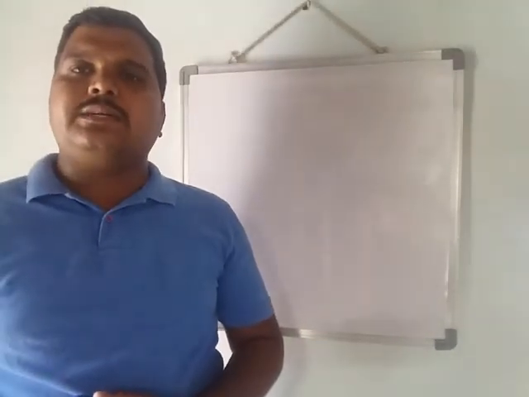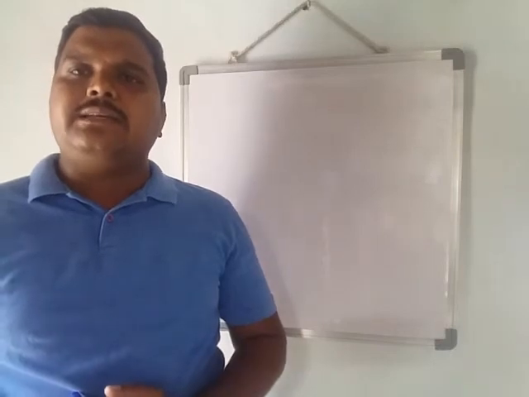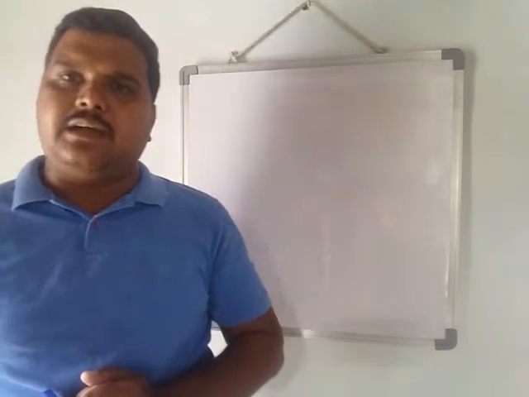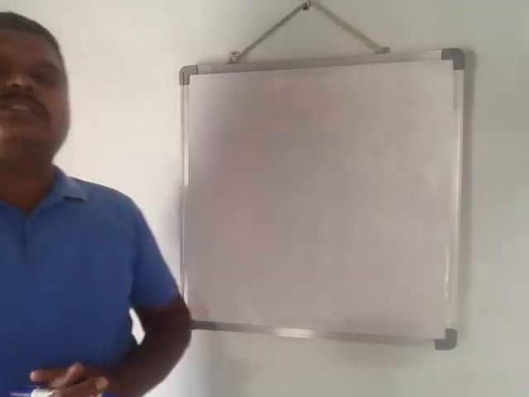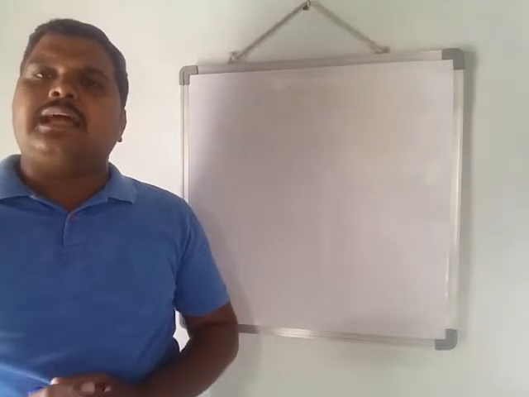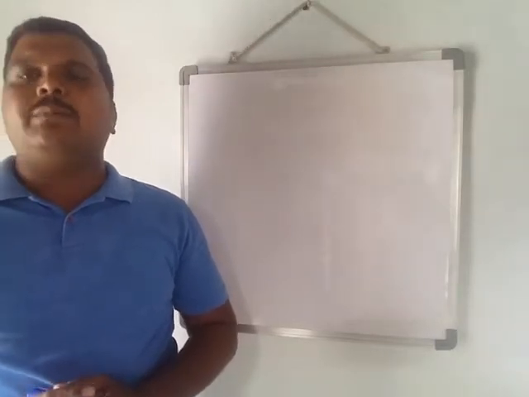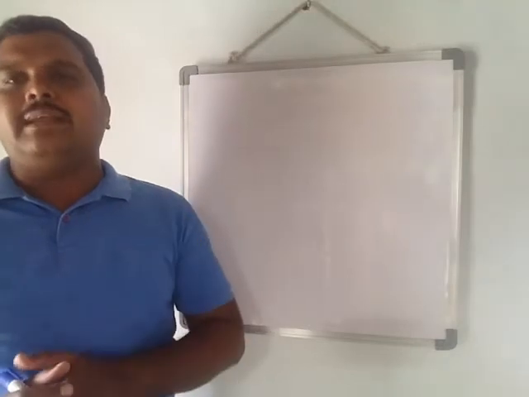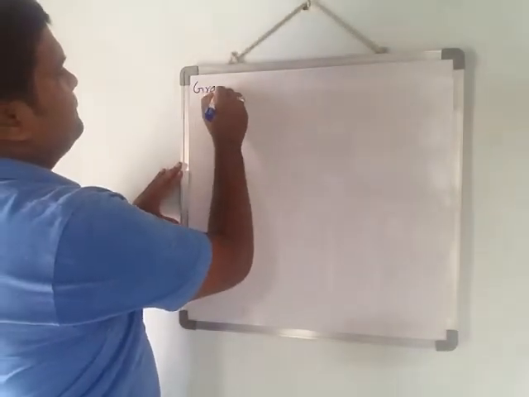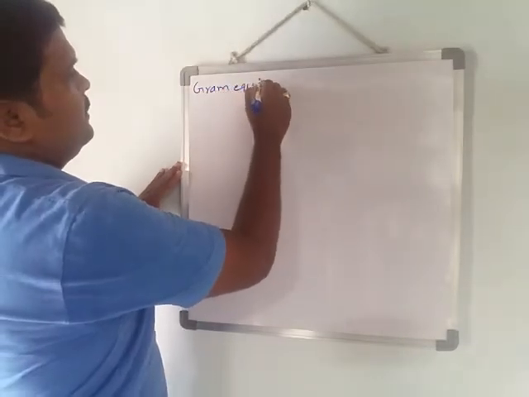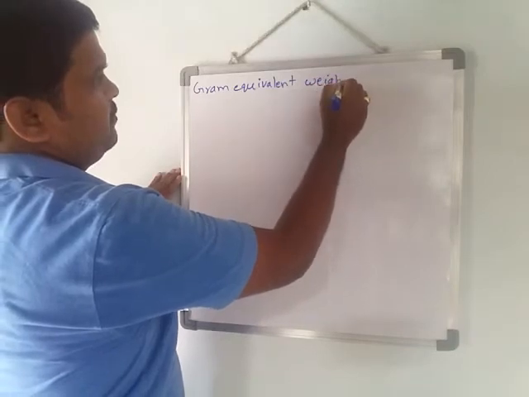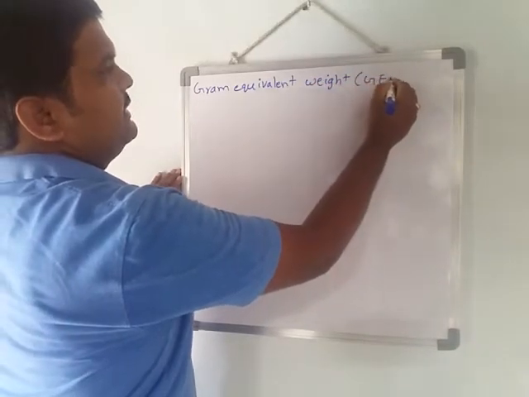In the last class, we discussed Faraday's laws of electrolysis, Faraday's first law and Faraday's second law. Now, we are going to discuss the calculation of gram equivalent weight and gram equivalent volume by passing 1 Faraday of electric charge. So first we will calculate gram equivalent weight. So what is the gram equivalent weight?